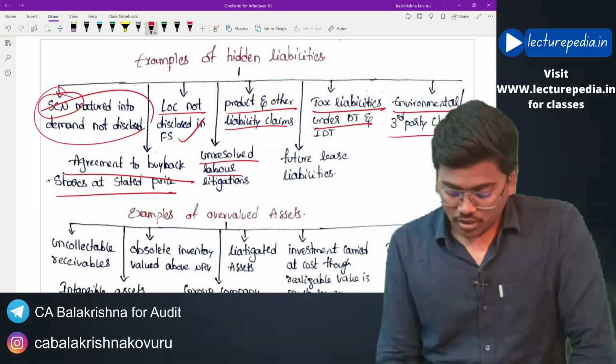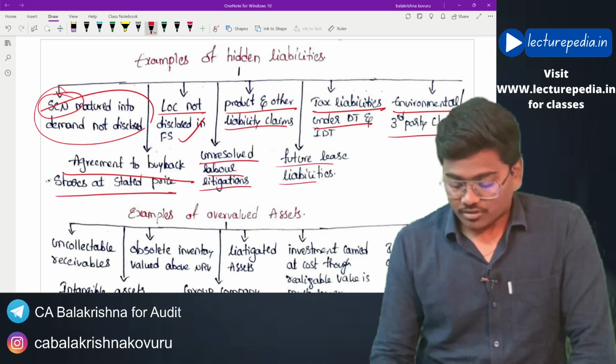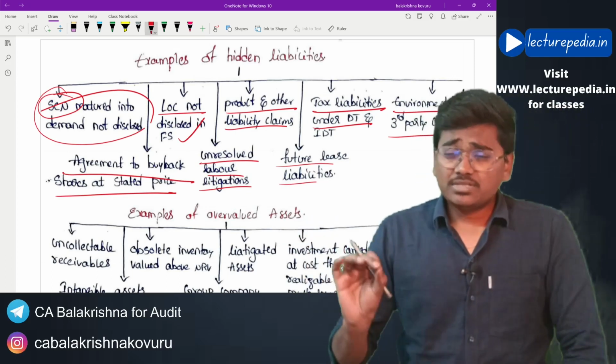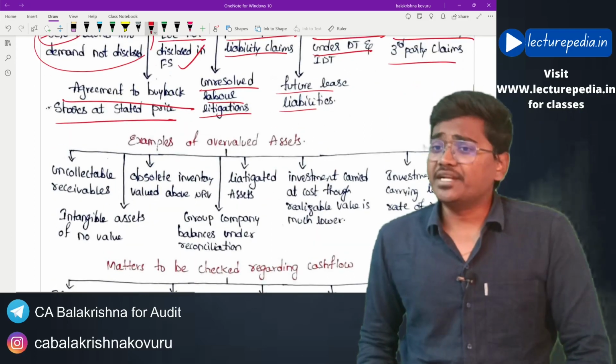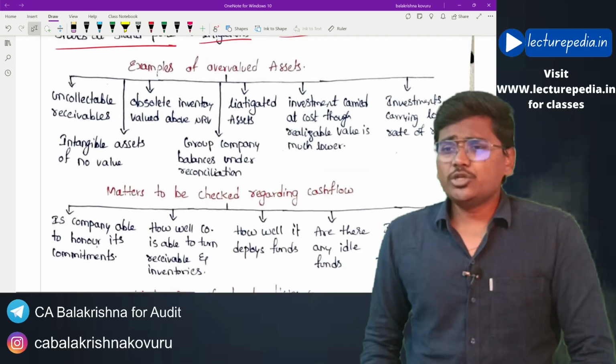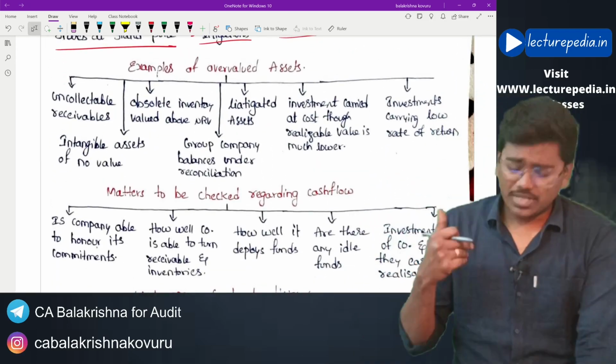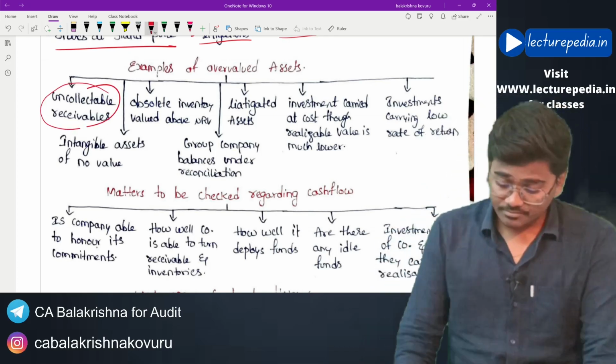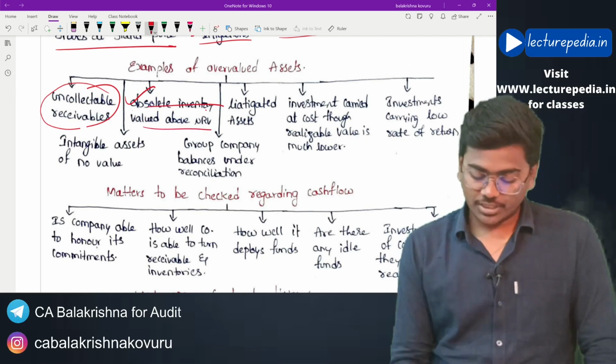And unresolved labor litigations, finally future lease liabilities. These are some of the examples of undisclosed liabilities or hidden liabilities, you can say. Coming to examples of overvalued assets, uncollectible receivables, obsolete inventory valued above NRV.